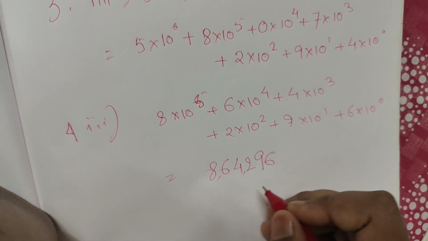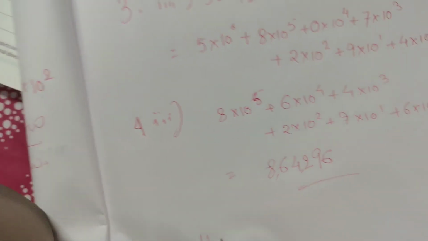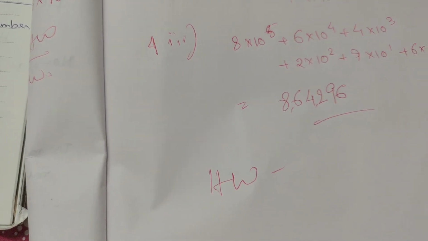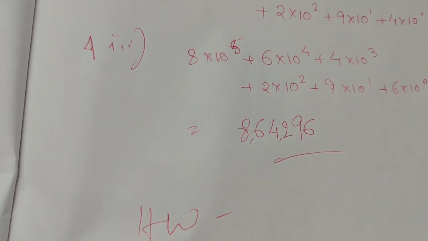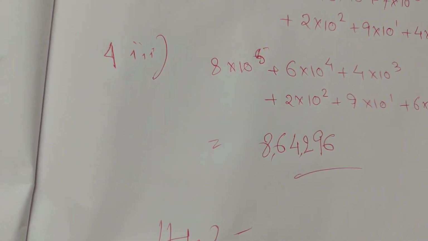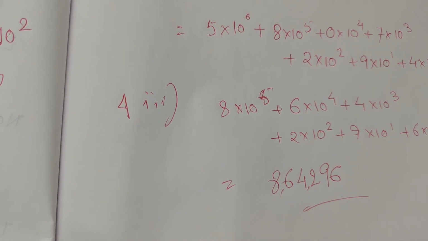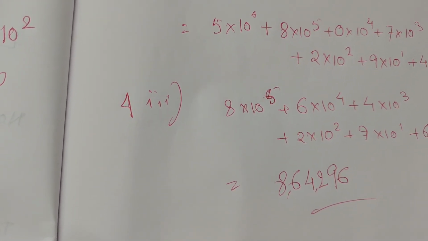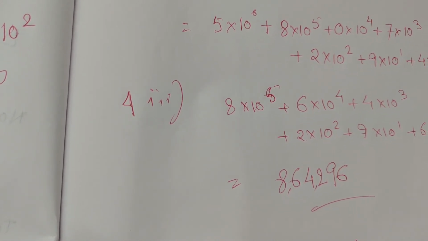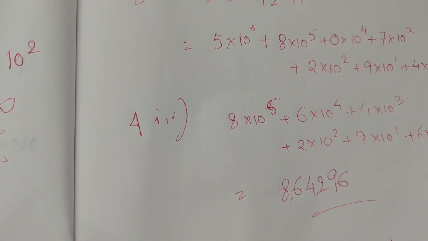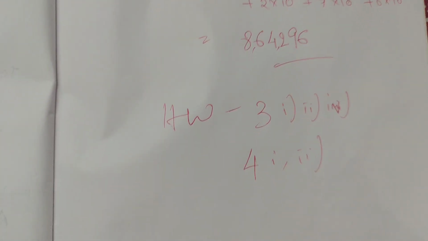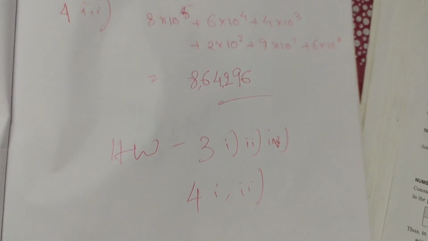Okay, that's all. Homework, I already told. Question numbers 1 and 2 homework are marked. So for 3, question numbers 1, 2, 3 and 4 are homework. For number 4, 1 and 2 are homework. Okay, that's all for today.